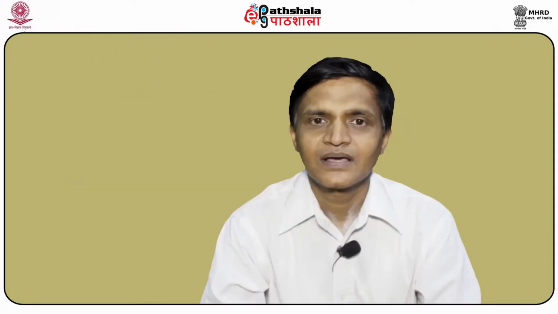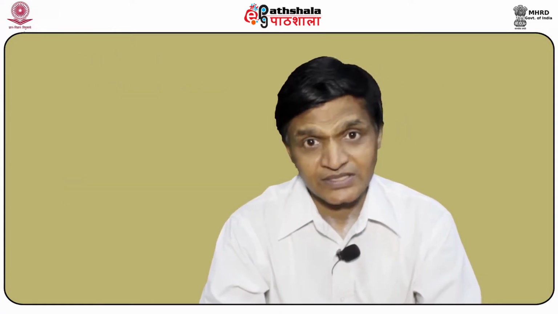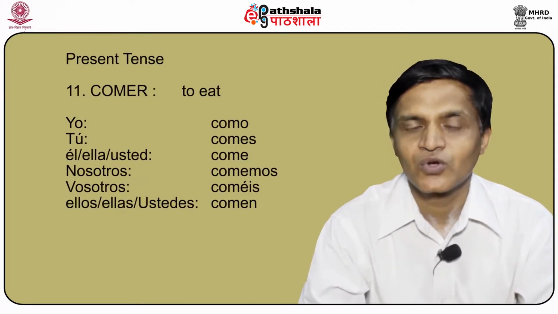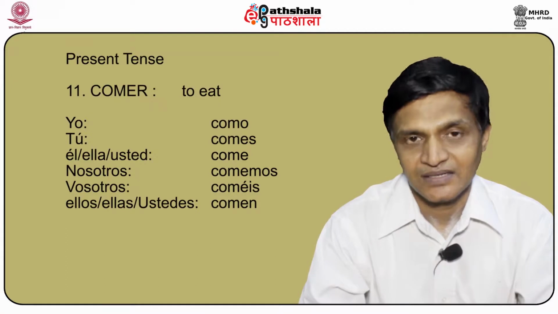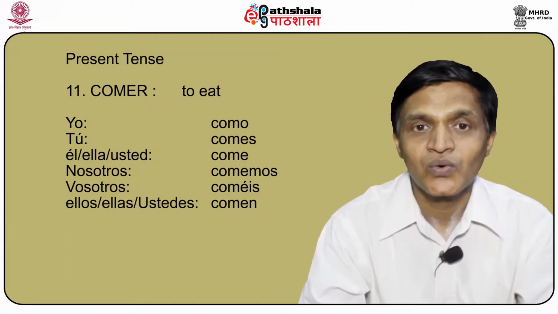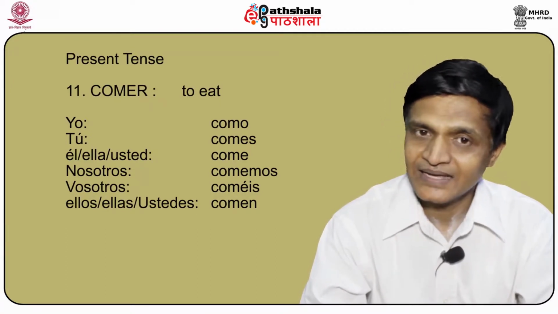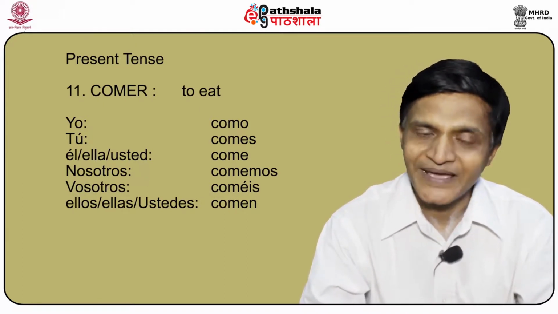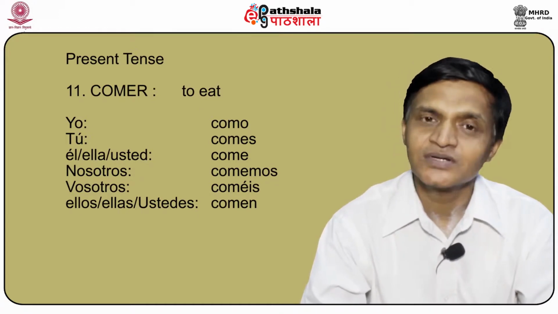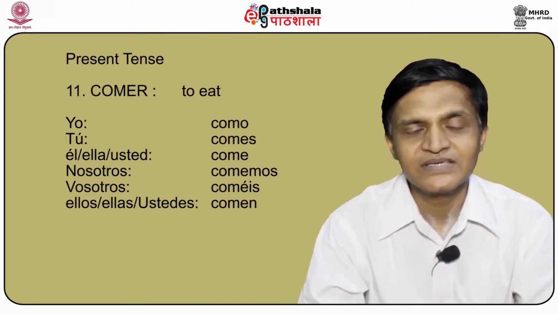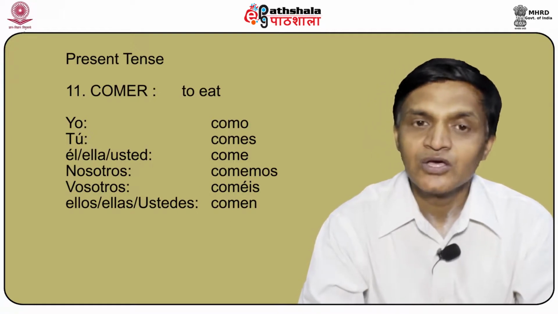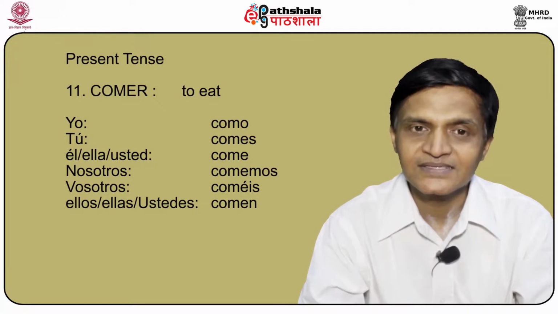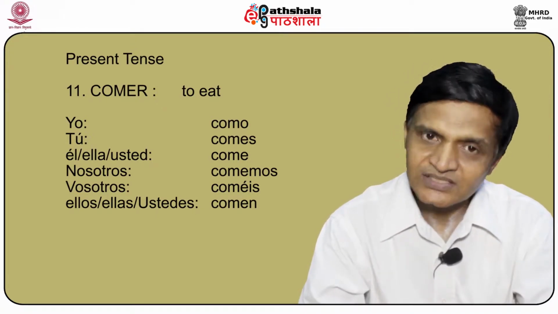Another verb that we're going to be talking about, which is also important, is comer, which is an ER ending verb. Comer, to eat. Again, o, es, e, emos, éis, and en. So, como, comes, come, comemos, coméis, and comen. Or if you want, it is yo como, tú comes, él, ella, usted come, nosotros comemos, vosotros, vosotras coméis, and ellos, ellas, ustedes comen.